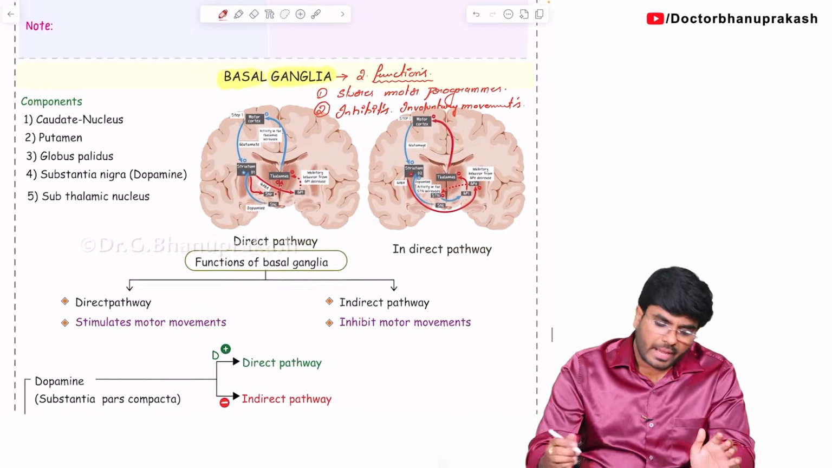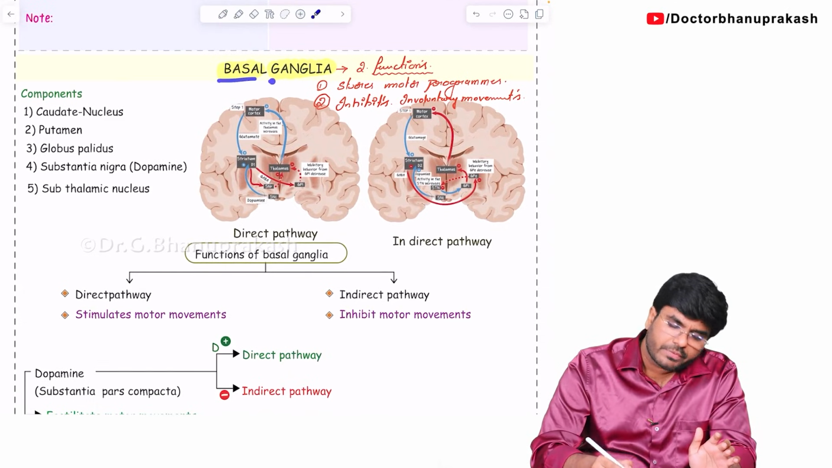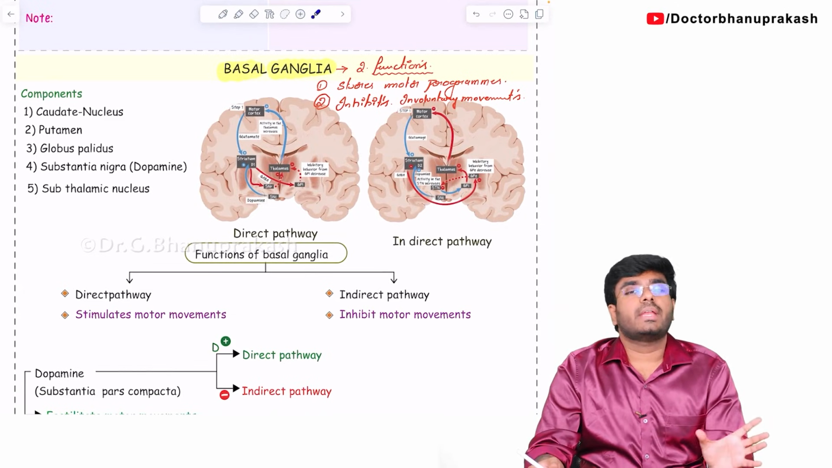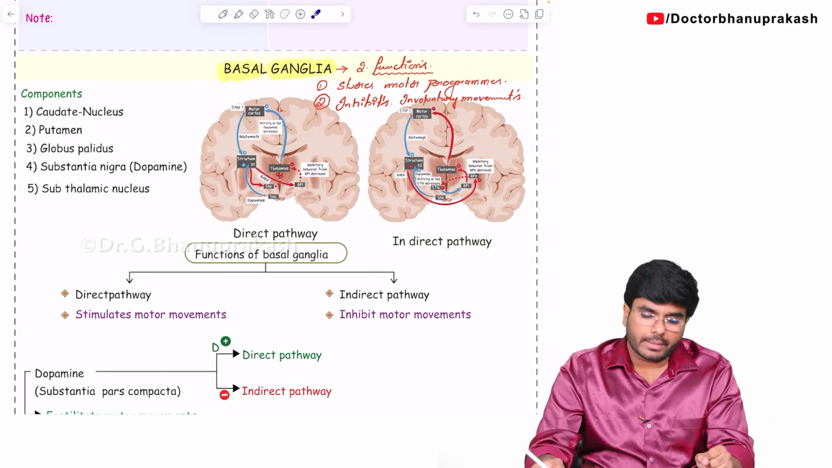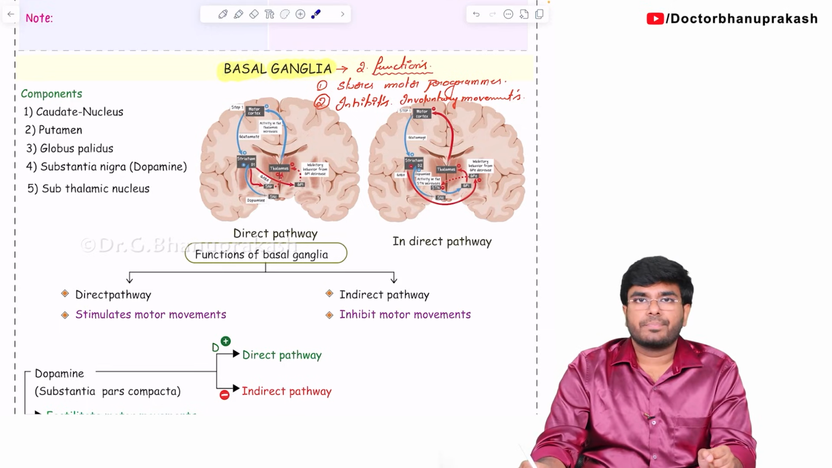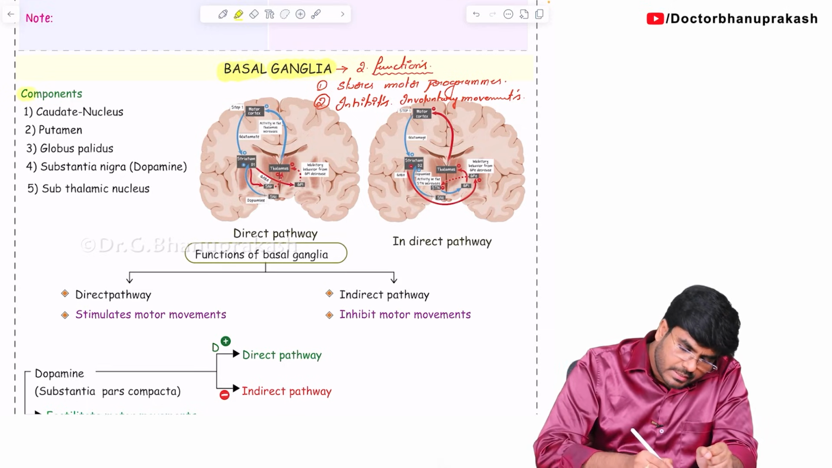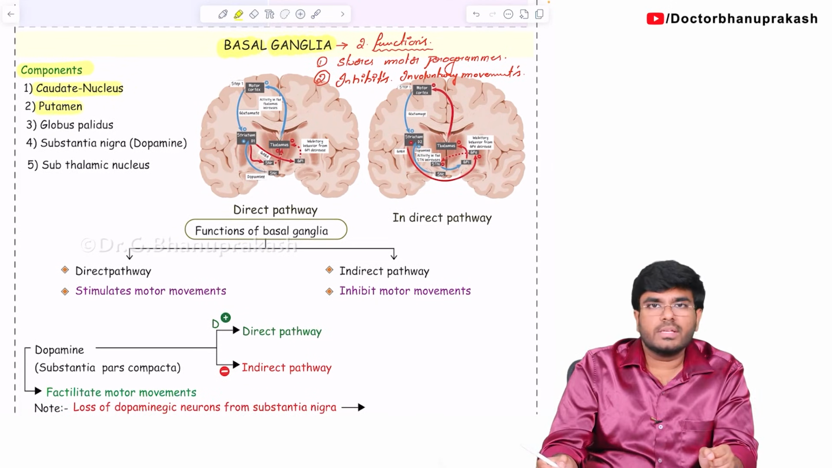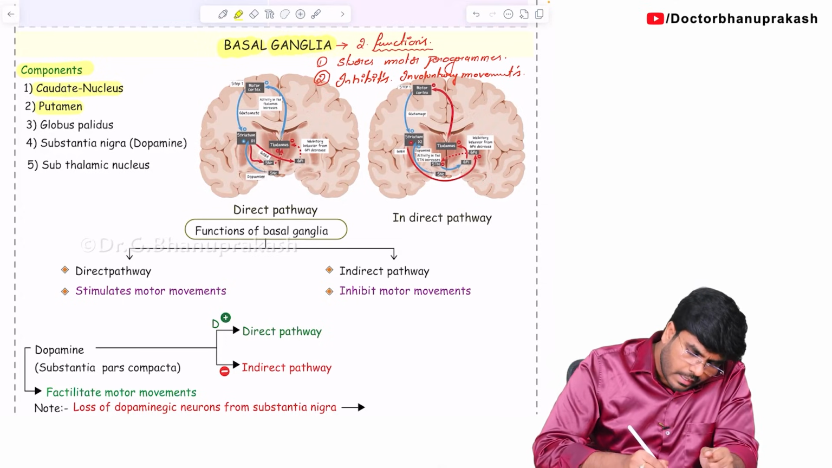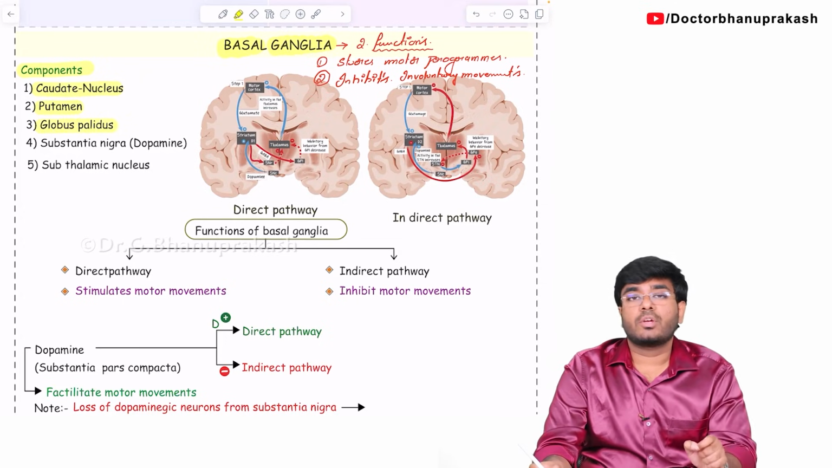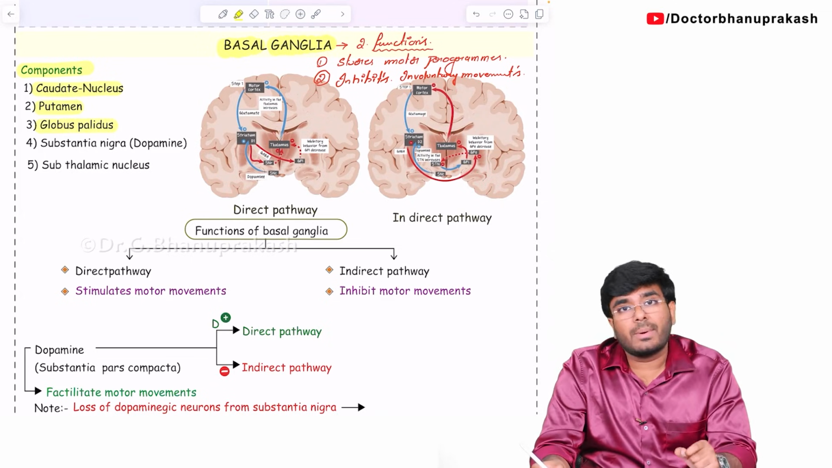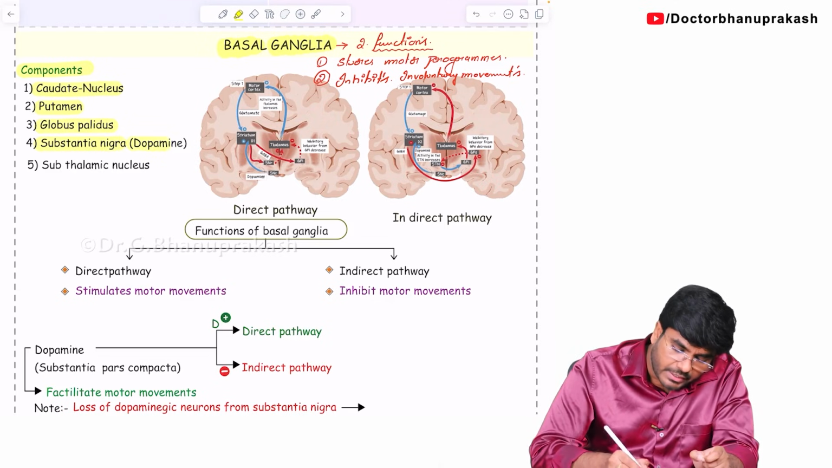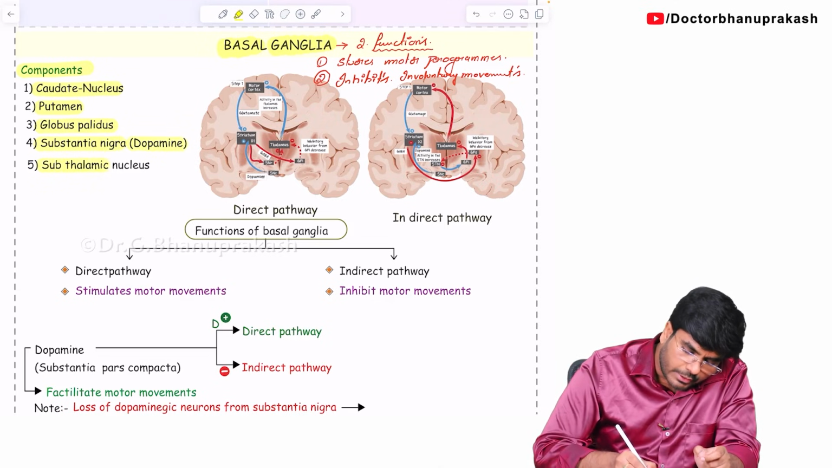Now you will be asking, sir, where exactly is this basal ganglia located? See, basal ganglia is not one single structure. It is made up of multiple deep nuclei in our brain. So what are the structures included in the basal ganglia? Five important components are there: caudate nucleus, putamen nucleus, globus pallidus, which has parts globus pallidus internus and globus pallidus externus, substantia nigra, which is present in the midbrain and releases dopamine as a neurotransmitter, and subthalamic nucleus.